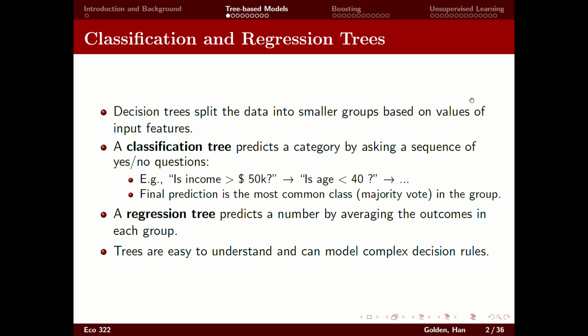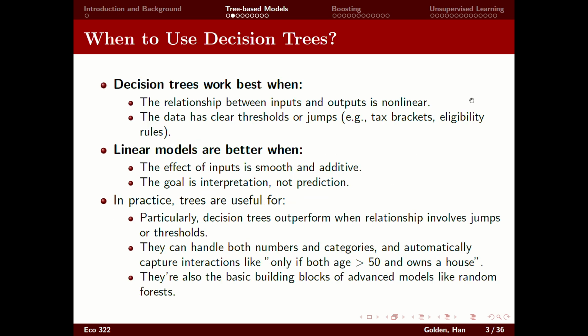So classification and regression trees. Decision trees split the data into smaller groups based on the values of input features. A classification tree predicts a category by asking a sequence of yes or no questions. Is income greater than 50,000? Is age less than 40? The final prediction is the most common class, a majority vote in the group. A regression tree predicts a number by averaging outcomes in each group. Trees are easy to understand and can model complex decision rules.